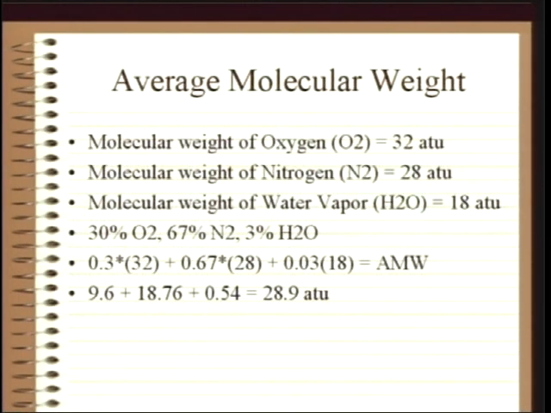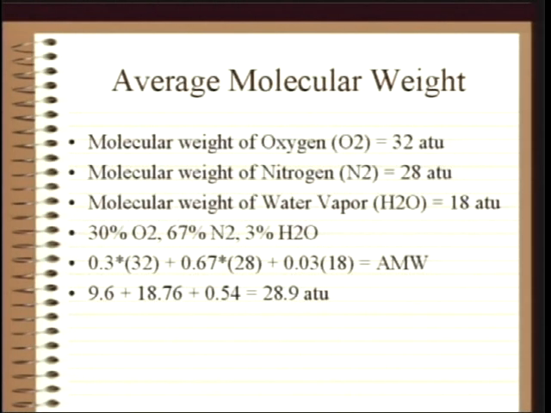We need to determine what the molecular weight is of each of these substances. Oxygen, which is O2, 2 oxygen atoms connected together, has an atomic weight of 32. The molecular weight of nitrogen is 28. And water, which is H2O, so that's 2 hydrogens, which are 1 unit apiece, plus an oxygen, which is a single oxygen, which is 16. Add those together, that's 18 atomic units.